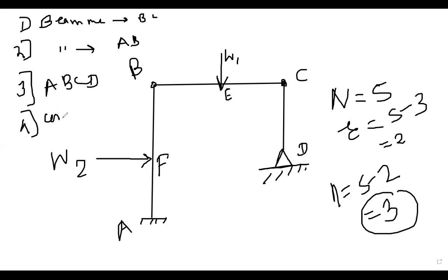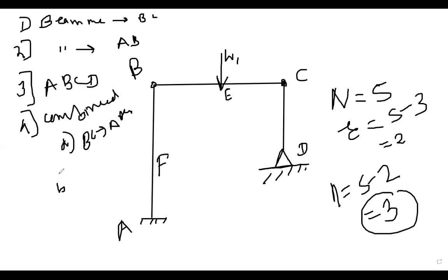And along with that, there are combined mechanisms. There are two combined mechanisms again. Combined mechanism one is beam BC and frame ABCD, and the second is beam AB and frame ABCD. So for the combined mechanism, we have to take beam BC and the frame.